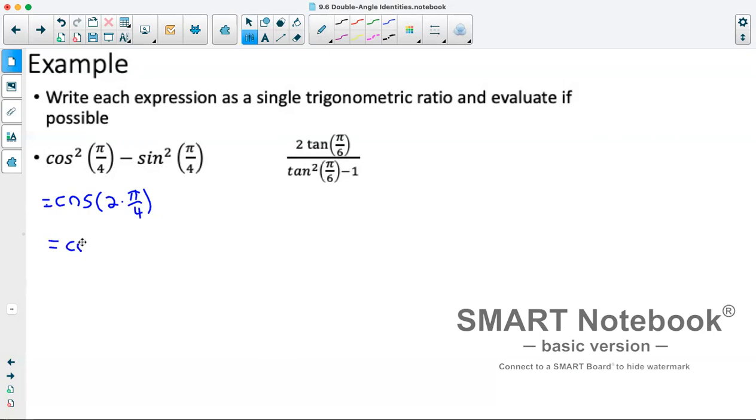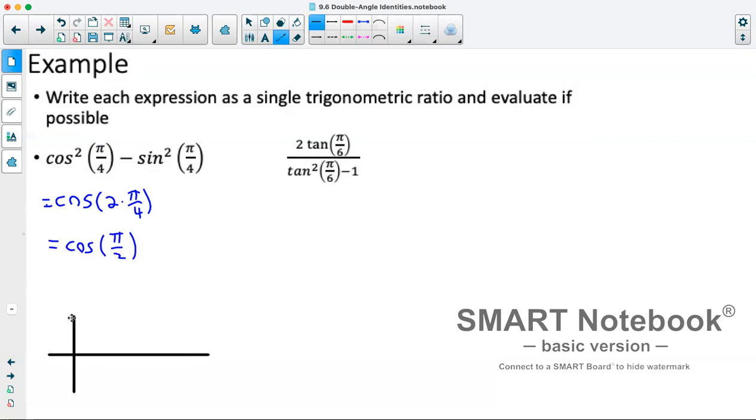So that gives us cos of pi over 2, which, if we know our graph of cosine, which looks something like this, we know that that's full 2 pi, this would be pi. So pi over 2 is where it crosses our x-axis here. So cos of pi over 2 is 0.